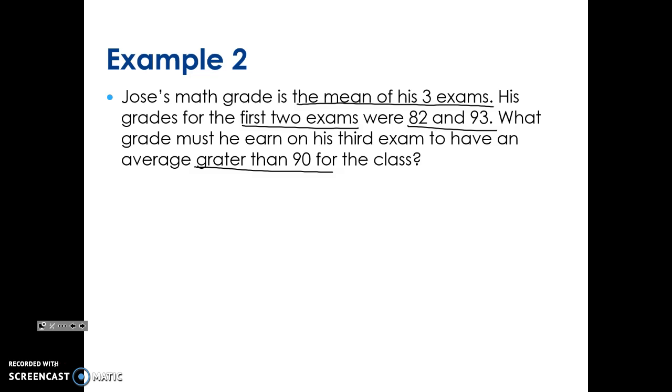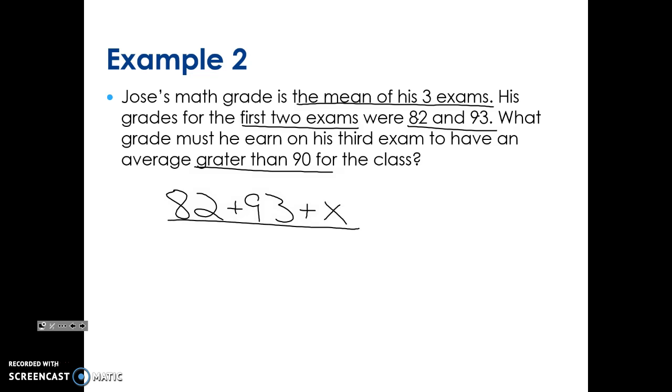So in this case, first off, it said the mean of his 3 exams. So we know 2 of his exams. His 2 exams were 82 and 93. So let's write those down. So we know that the mean or the average is going to be 82 plus 93. And it said we have 3 exams here. So we have 82 plus 93 plus the one that we don't know. So if we don't know what it is, we're going to put x.